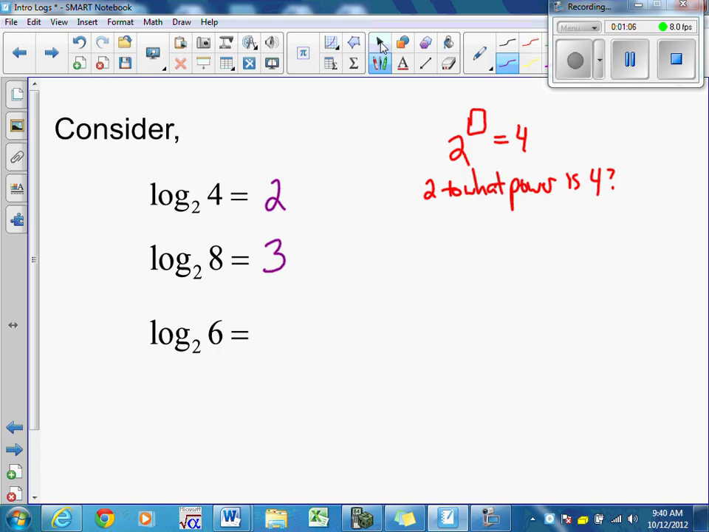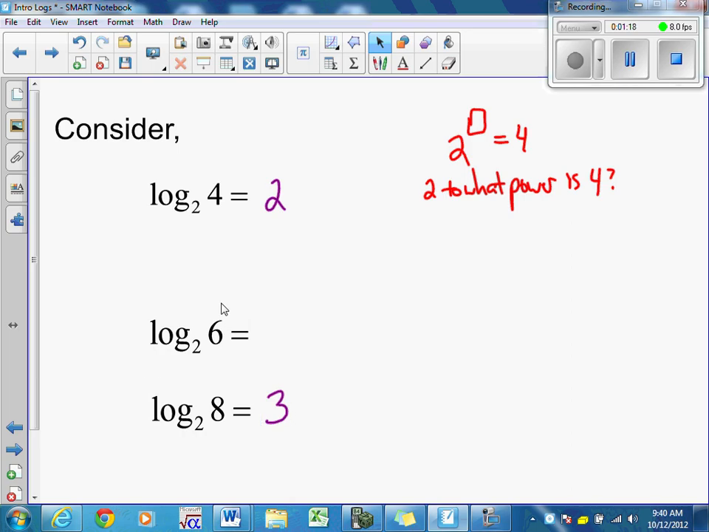Now if we had 2 to what power is 6? That's a little bit harder. We know that 6 is going to be between 2 and 3, but what's the answer? It's going to give you some decimal, 2 point something. We don't know, and there's really no way for us to figure that out by hand. We're going to need a calculator.